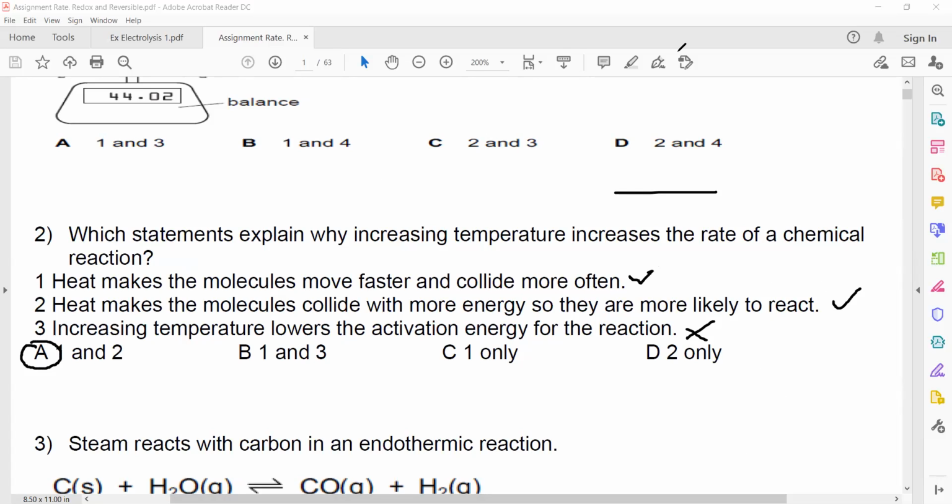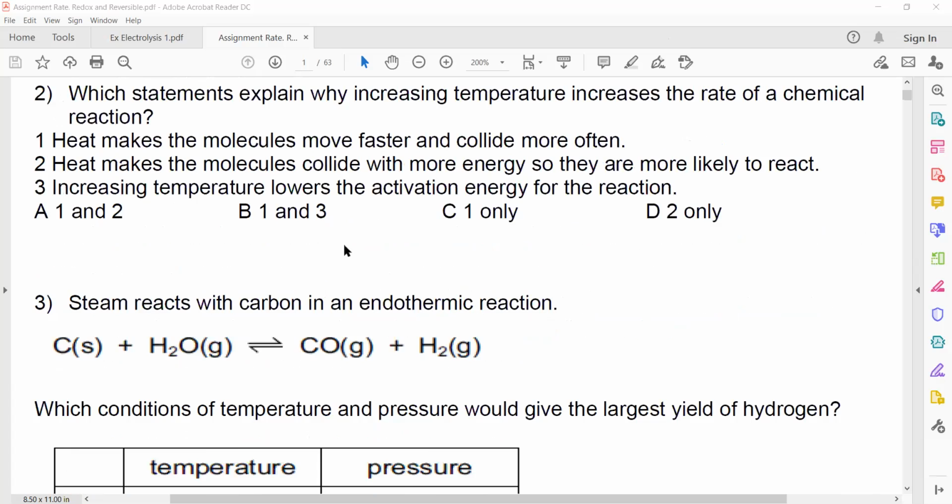Activation energy is the minimum possible energy for a reaction to start. It only changes when you're using a catalyst. Otherwise, it will remain the same. If you're changing the pressure, changing the temperature, changing the volume, the activation energy does not change.